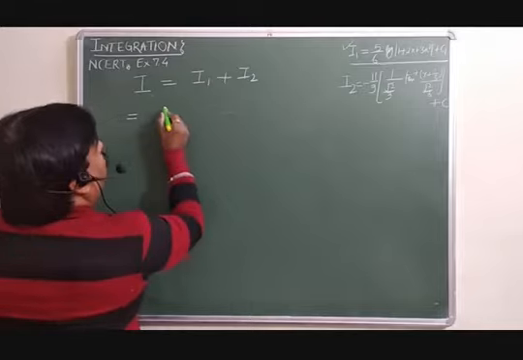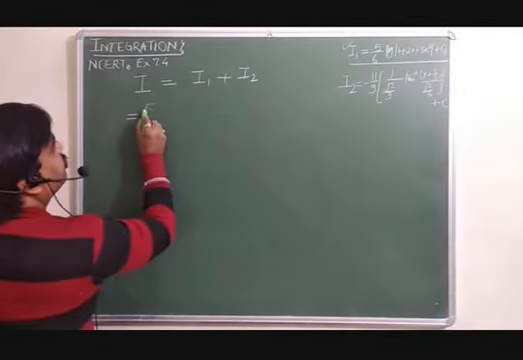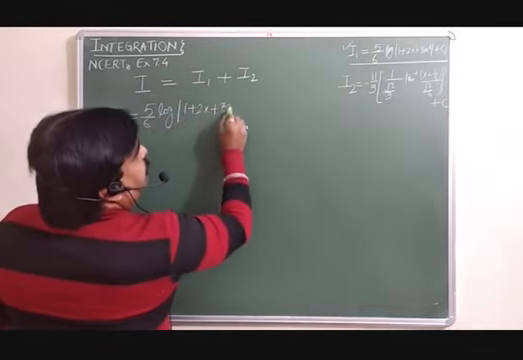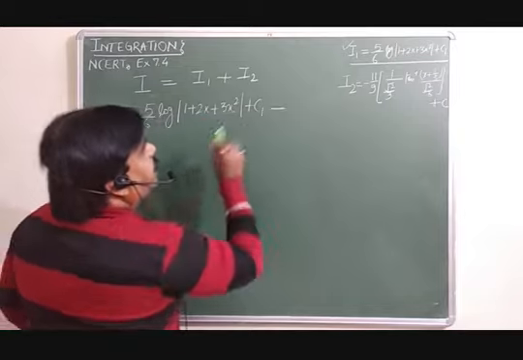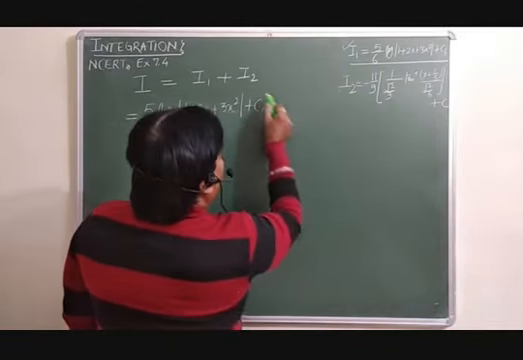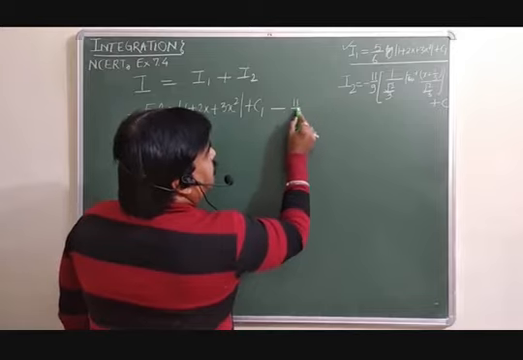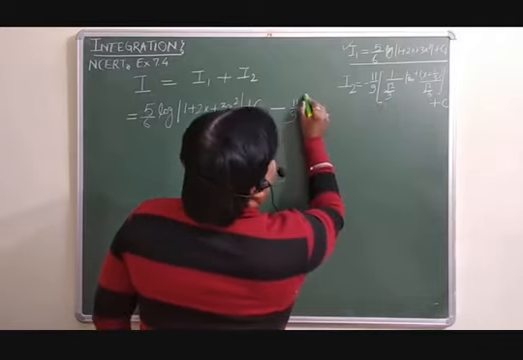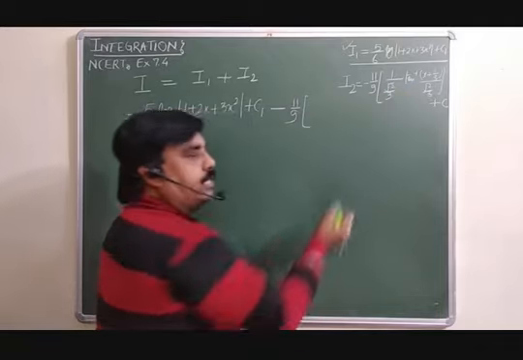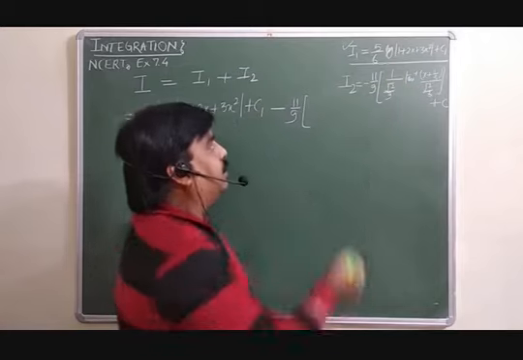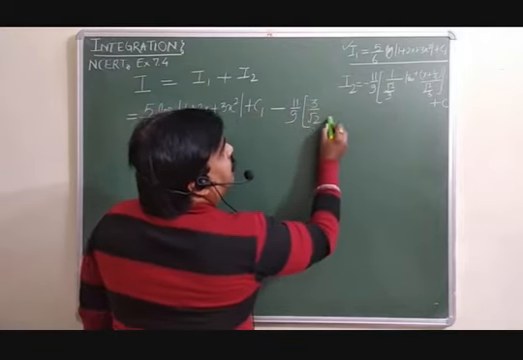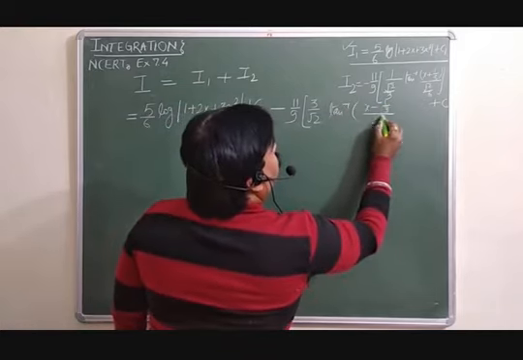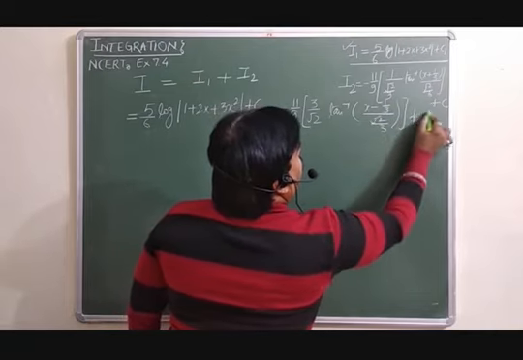So this is equal to 5/6 log(1 + 2x + 3x²) plus c1, and here is this I2, that is minus. So plus into minus becomes minus 11/9, and this can be written as 1 over √2/3. So what will happen? This 3 will go in the numerator, so it becomes 3/√2. This is tan inverse of (x + 1/3) over √2/3, plus c2.